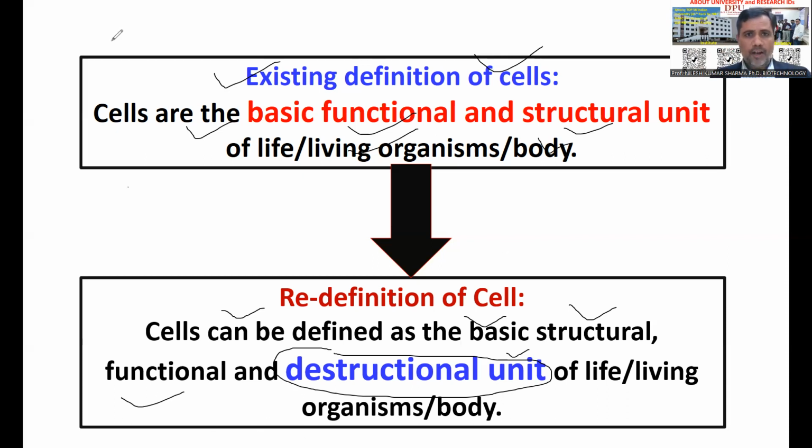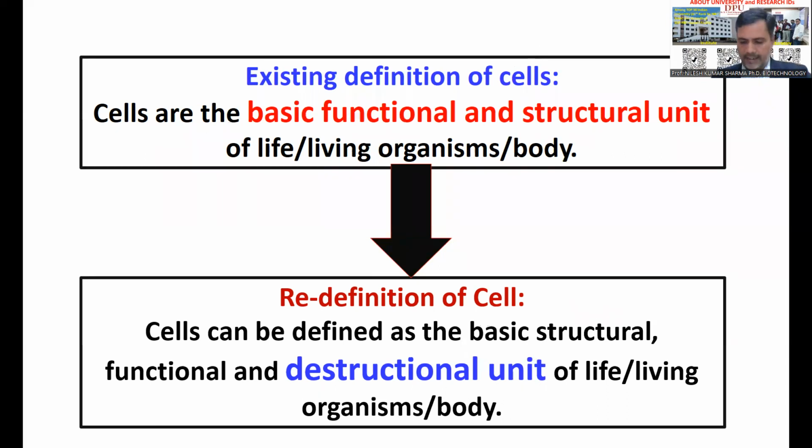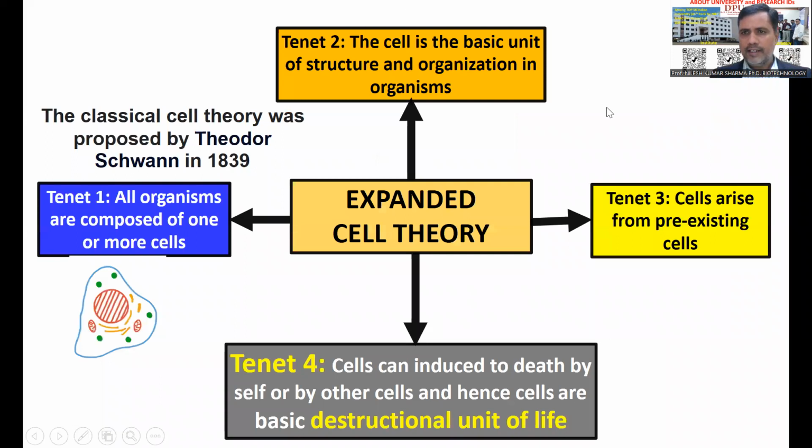Now I will come to the point where we know the cell theory, and it is also important to acknowledge that the classical cell theory was proposed by Theodor Schwann in 1839.